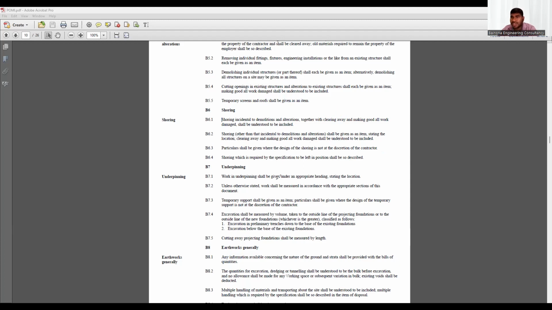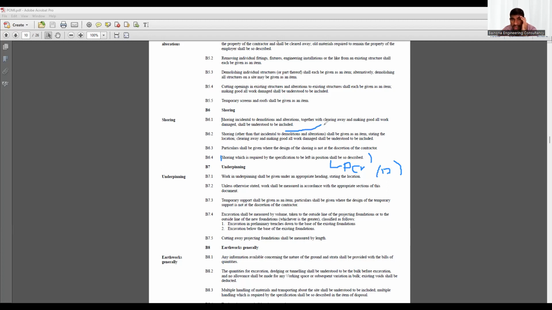So you guys also have to find a way to keep all these things in your mind and by heart. Then the shoring. Again, they said shoring which is required by the specification to be left in position shall be described. So they talk about the permanent shoring here. If the shoring is permanent, then you have to specify in the BOQ description that this shoring will be left over in the site. It will not be removed.